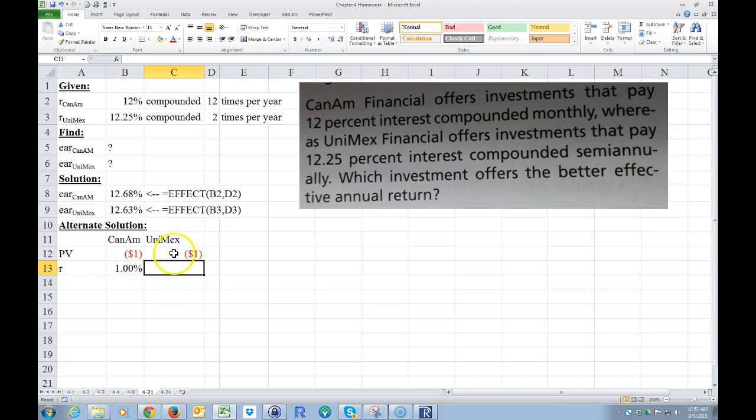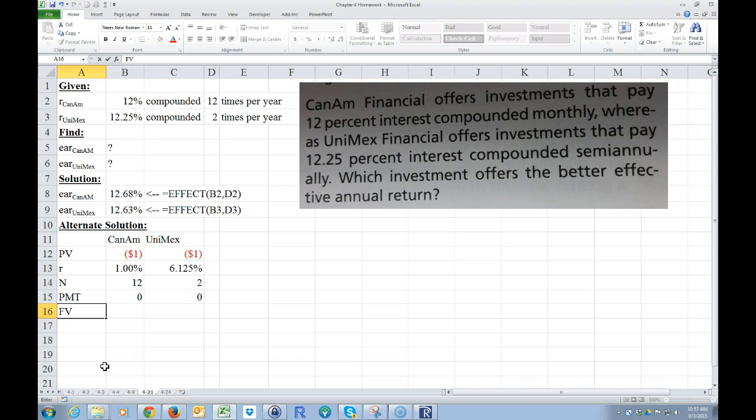And for Unimex, the rate is equal to 12.25 divided by 2. If you change that to percent, take it out a few places, it's 6 and 1/8% per period, because half of that is 6 and 1/8% per period. So the number of periods for each investment, this is 12 periods per year, and this equals 2 periods per year. And there's no payment, so just put 0 for the payments.